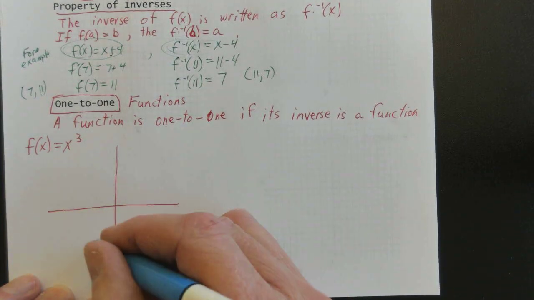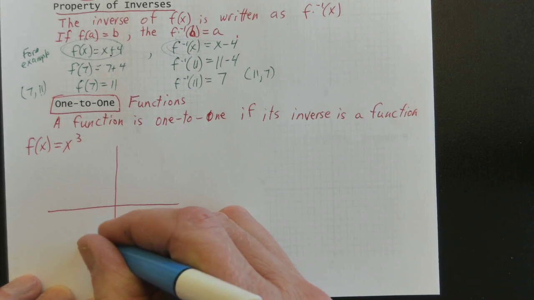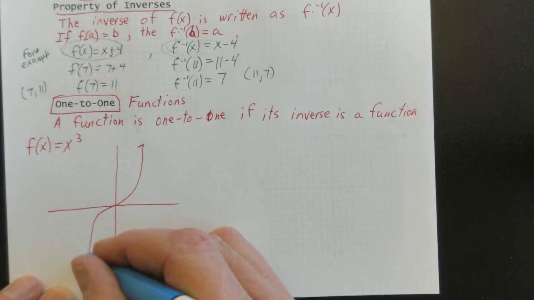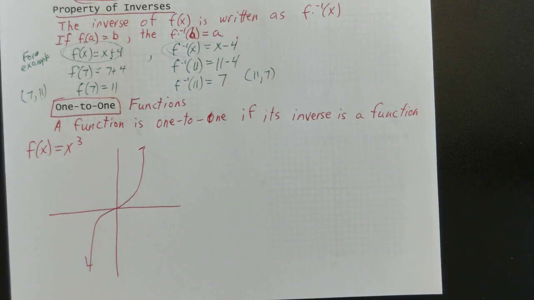I'm just going to make a quick sketch of f of x. It kind of goes through the origin like this and then comes back up like this. That's what f of x equals x cubed looks close to.